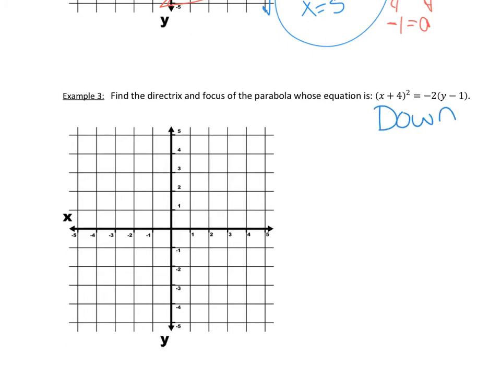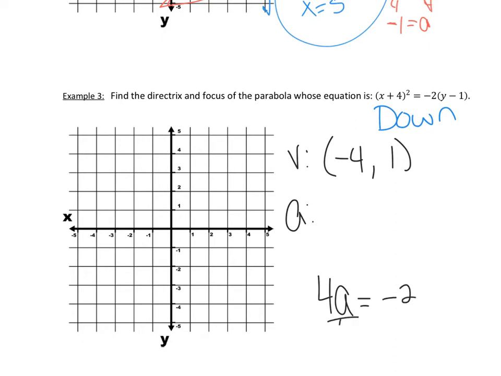Okay, so I'm going to get my vertex out of this thing. And my vertex is going to be -4, 1. Because this is next to the x, change the sign. This is next to the y, change the sign. And then your a value. Well, in this case, 4a is equal to that -2. But this is going to be the first example where you have a fraction. So a is 1/2. I know it's -1/2, but really all that means is that it goes down. That's what the negative is doing. Okay, so we can really ignore the negative.